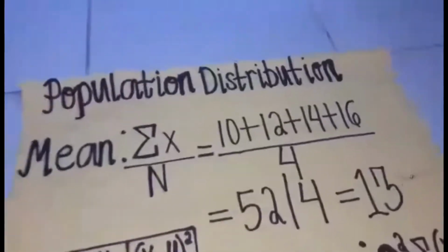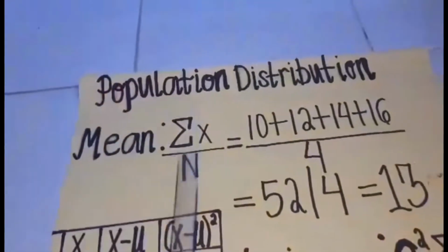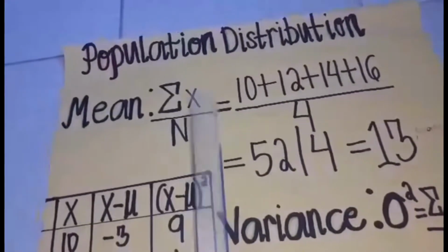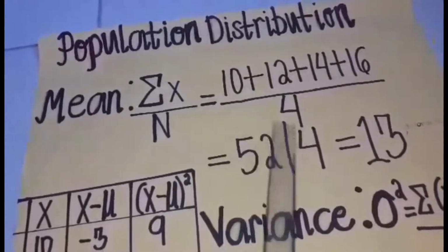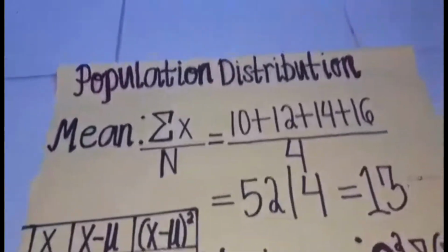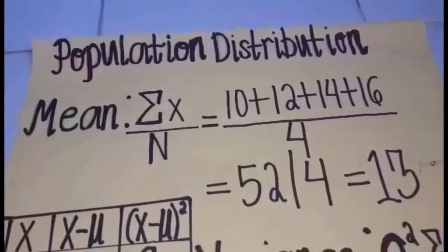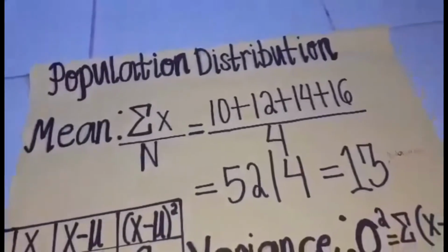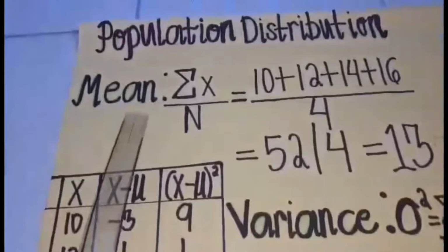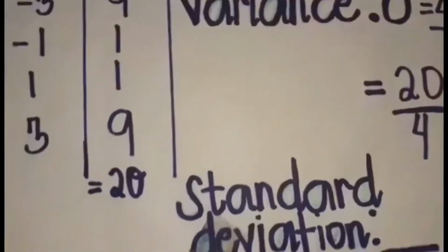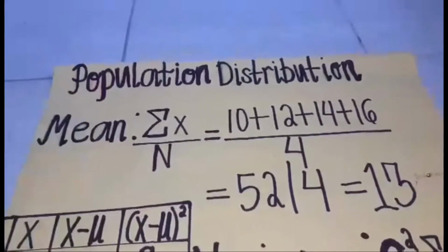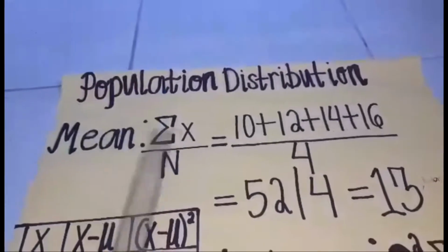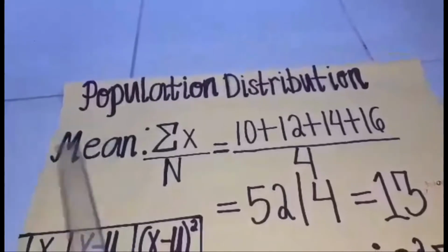So here, our mean is the summation of x over n, where x is our random variable, which is yung 10, 12, 14, and 16. So dito sa population distribution, different siya dun sa formula ng sampling distribution kung paano ba kunin yung mean, variance, and standard deviation. So, we all know that population is all, as the word itself says, that all of the above should be counted.